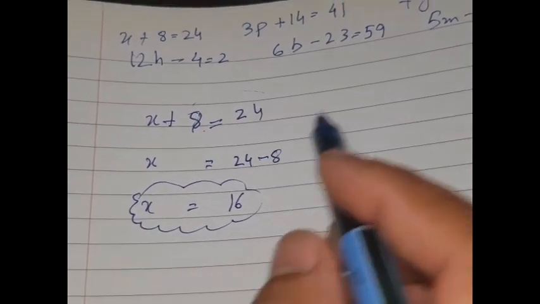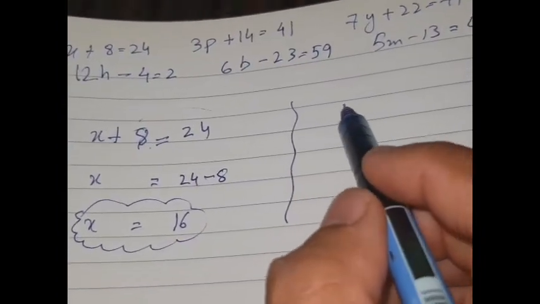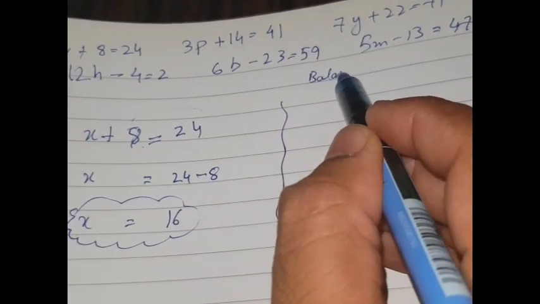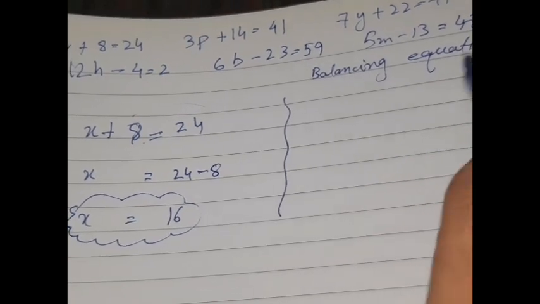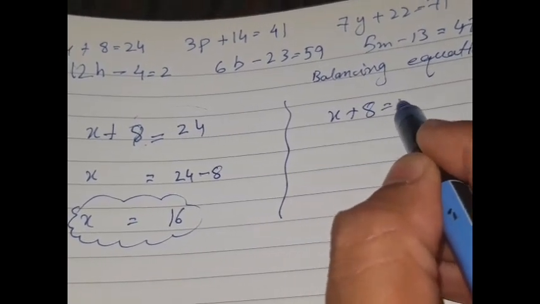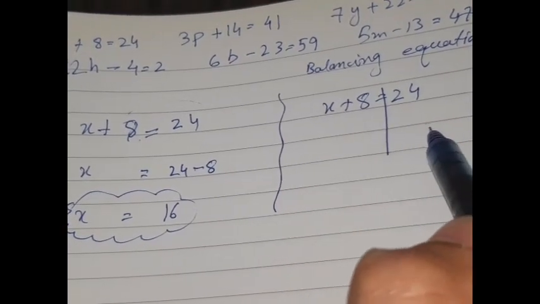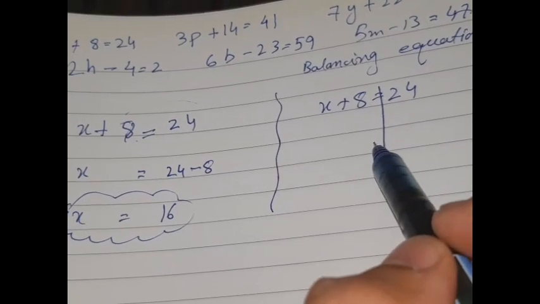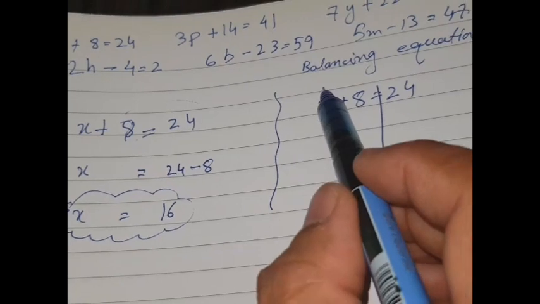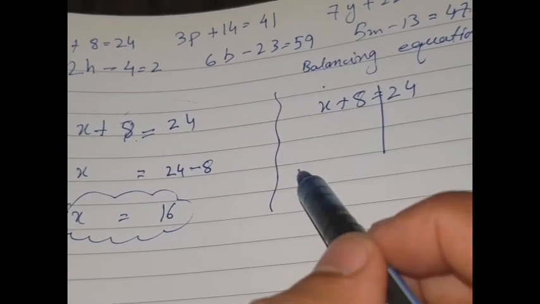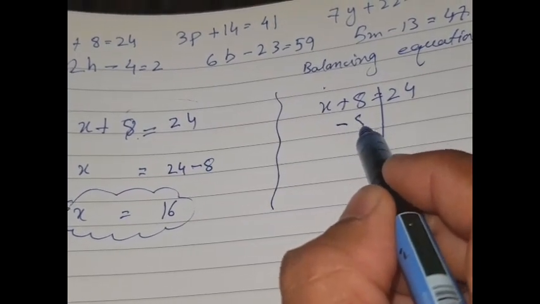What I just did, I moved the constant to the other side and calculated my value. Now I will show you the same method by balancing the equation. Balancing the equation is the same thing, where you have to keep values correct on both sides of the equation. x plus 8 is equal to 24 is my equation. I will draw a line here. This is the part of balancing the equation. Now I have the left hand side and the right hand side. On the left hand side I want only x, so this 8 is extra here. To get rid of this 8, I will put minus 8 here.